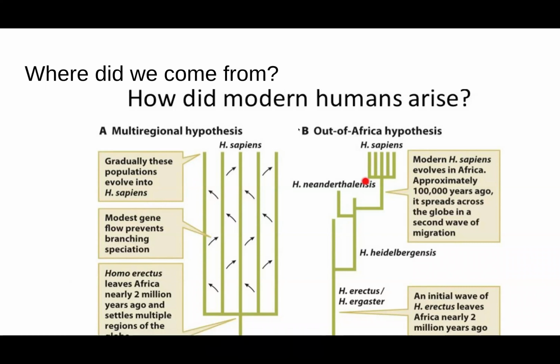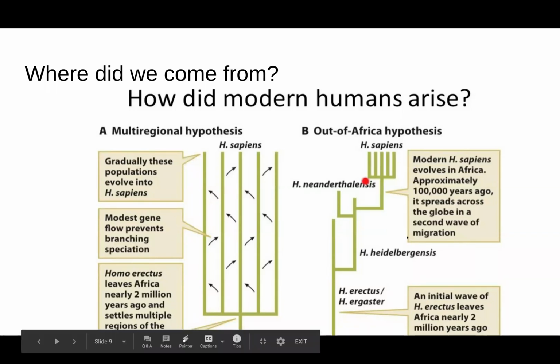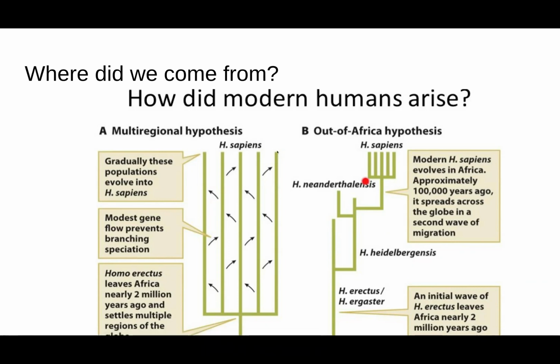The second one is the out of Africa hypothesis. This one is not settled science, but it's more or less accepted by the vast majority of people that work in this field. The idea is that instead of Homo erectus leaving Africa and Homo sapiens evolving multiple times across the planet, Homo sapiens first evolved in Africa and then spread out of Africa.